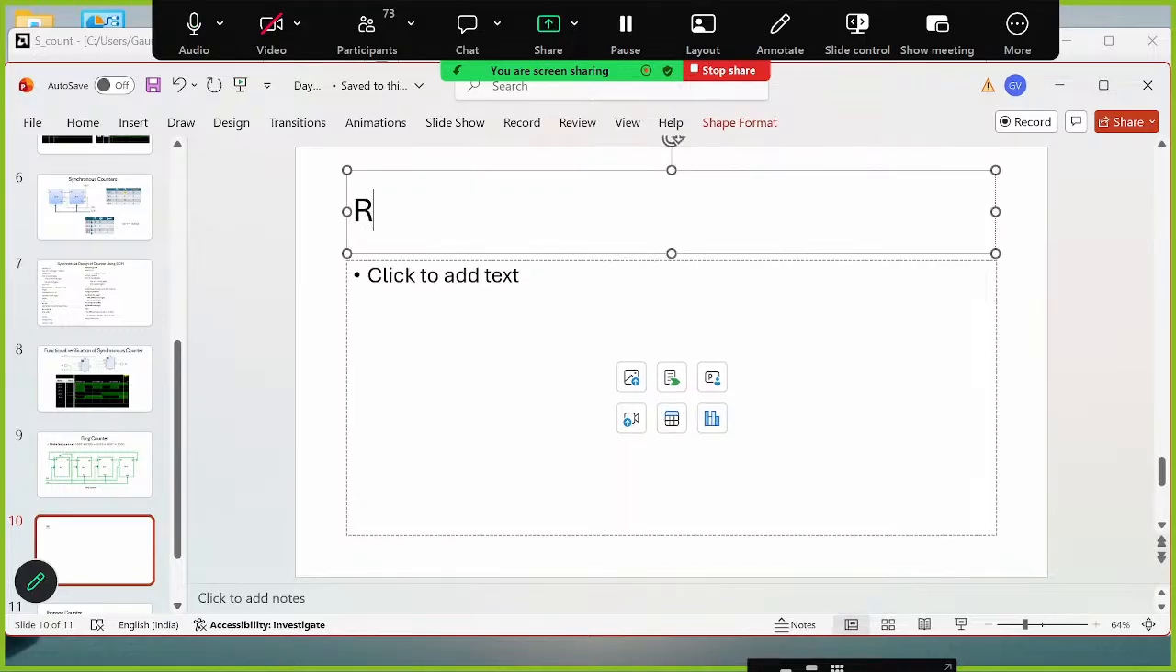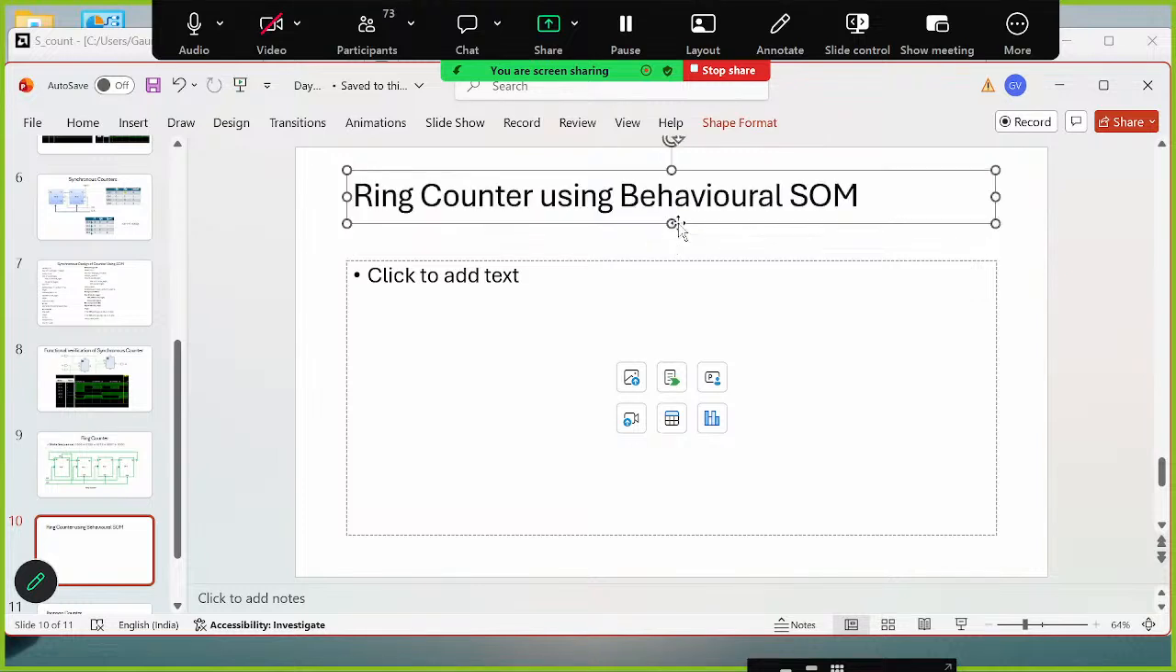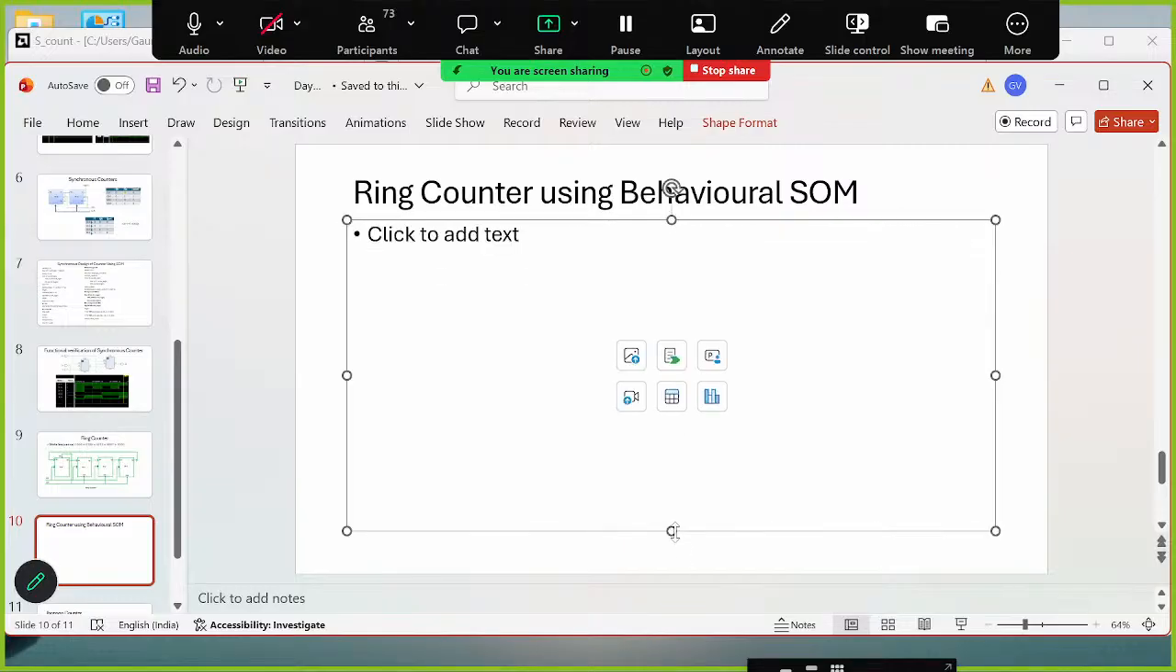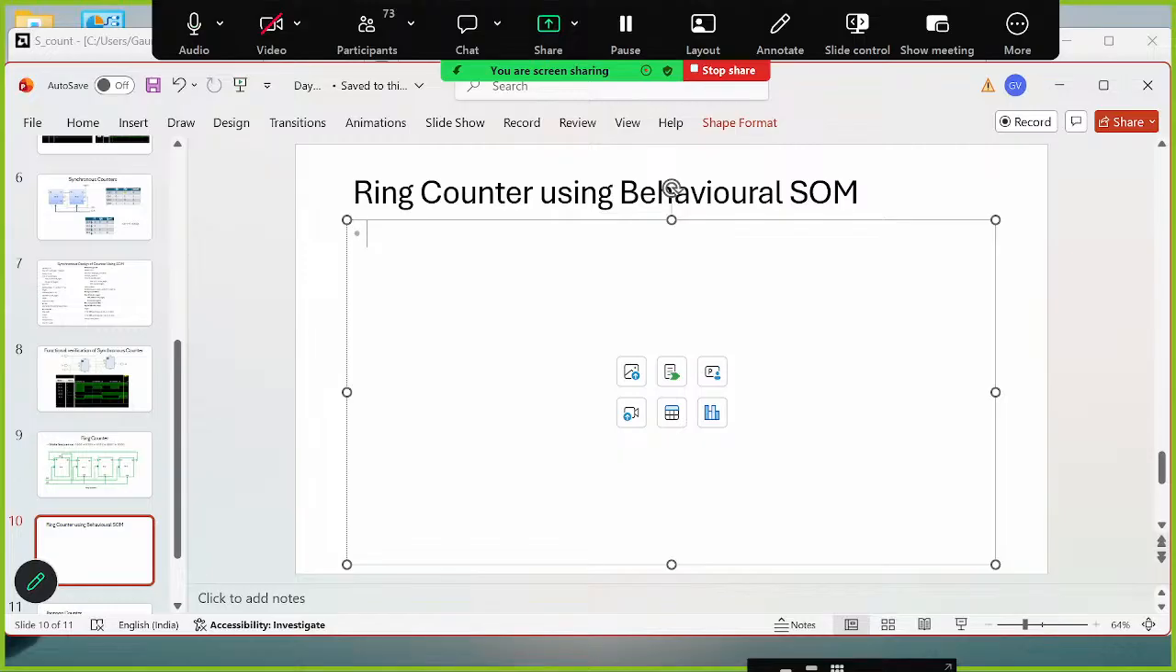Ring counter using behavioral style of modeling. How can we design a ring counter using behavioral style of modeling? Okay, so let us start writing the code.